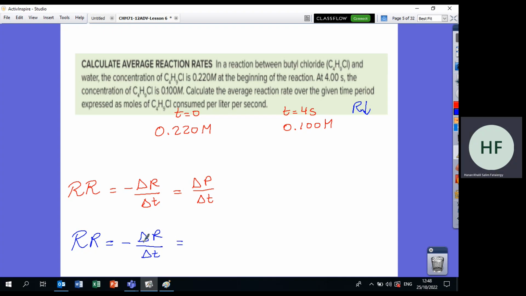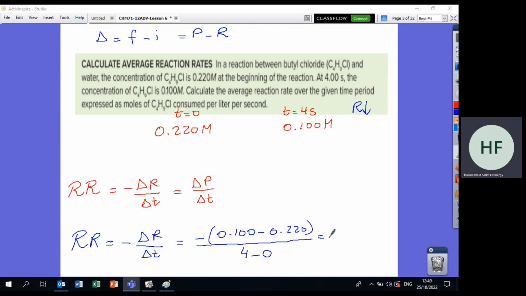You know very well that whenever we say delta, delta means final minus initial. This is not only in chemistry, guys, it's in all subjects. So delta is final minus initial. Now in chemistry, the final is the product and the initial is the reactant. Okay, now delta R: final is 0.100. I will keep the minus outside. 0.100 minus initial 0.220, over the time, which is 4 minus 0.